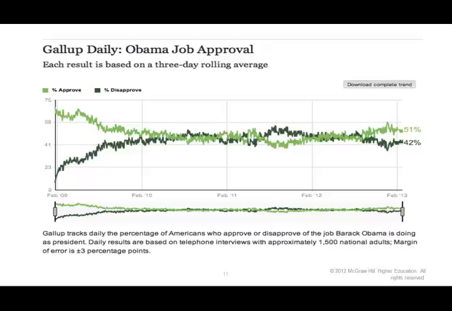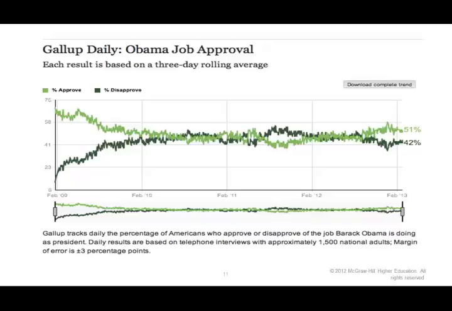Notice here, Gallup tracks daily the percentage of Americans who approve or disapprove of the job Barack Obama is doing as president. Daily results are based on telephone interviews with approximately 1,500 national adults. Now, 1,500, go into your book. What's our error margin for 1,500? It's plus or minus 2%. But now notice something. In theirs, they say margin of error is plus or minus 3%. Well, what's going on? I thought that a 1,500 person sample should yield a 2% margin of error. Ah, well, what's happened is that they have adjusted their degree of confidence.